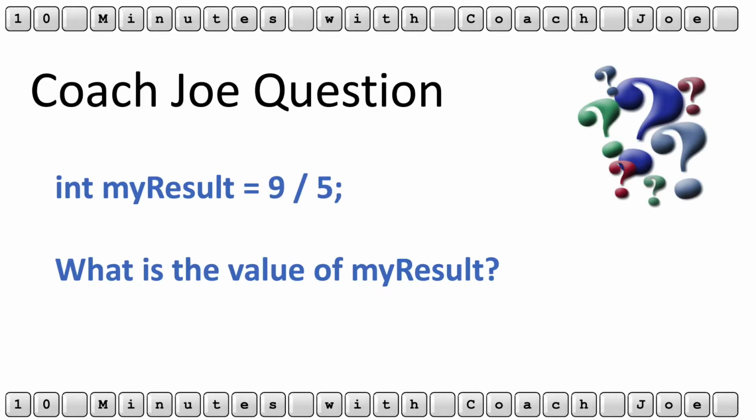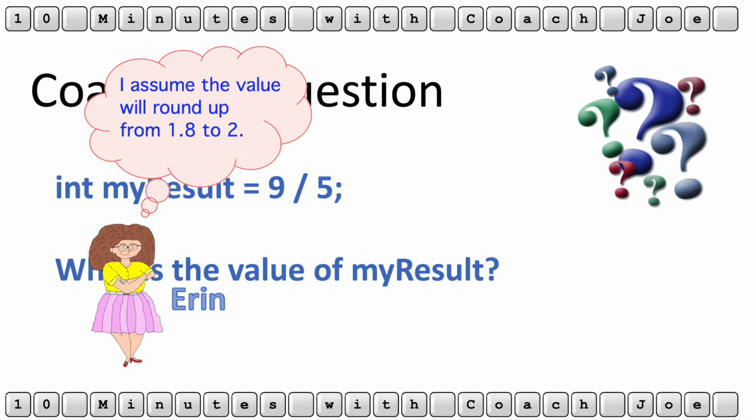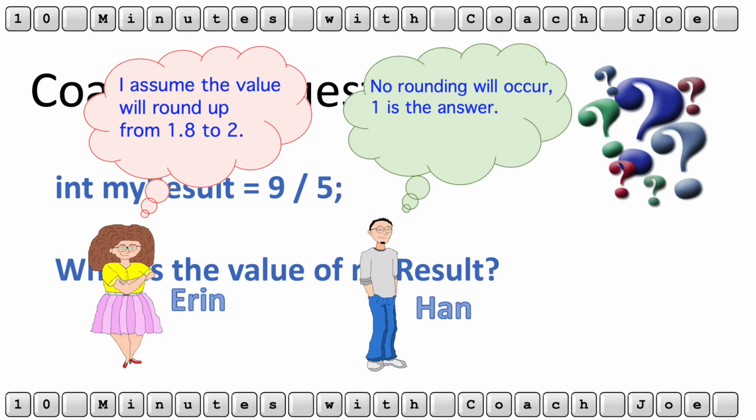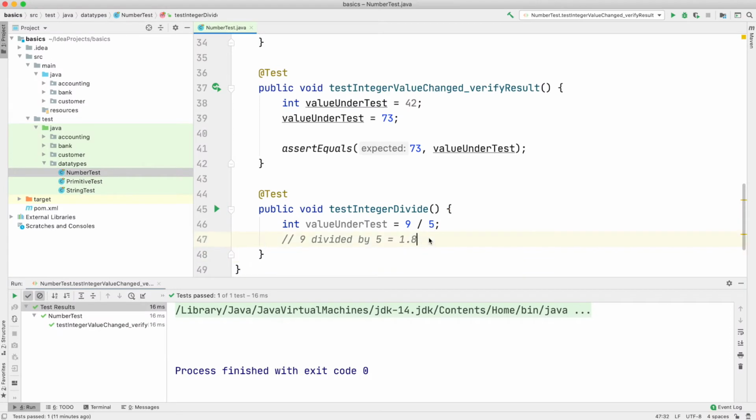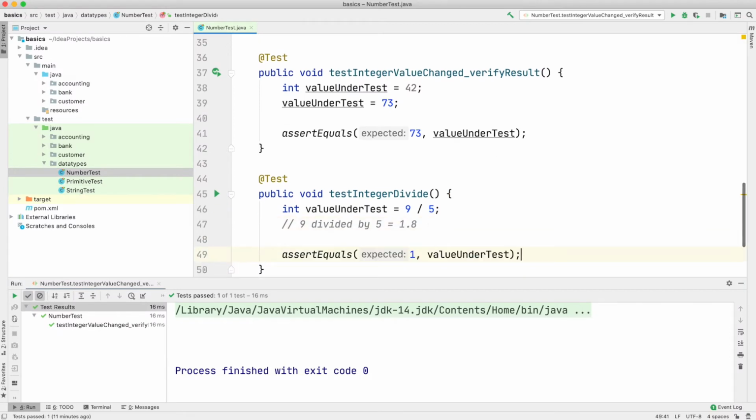What will be the value of the myResult integer value? Correct. The answer is 1. Anything to the right of the decimal point is truncated or removed. The value is not rounded up. Let's finish the test. This test should pass.